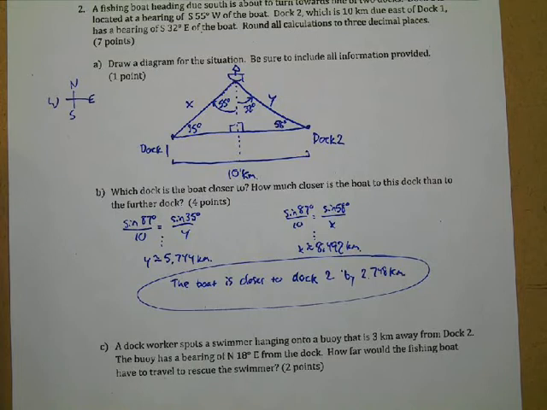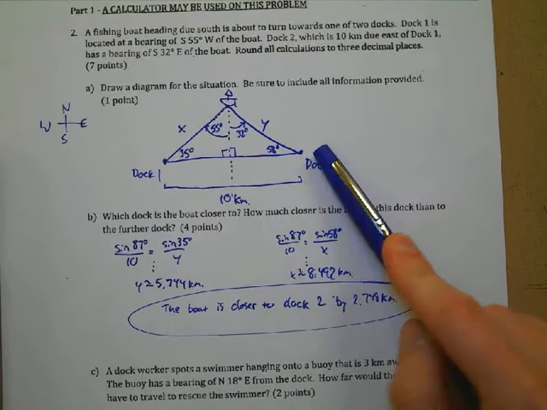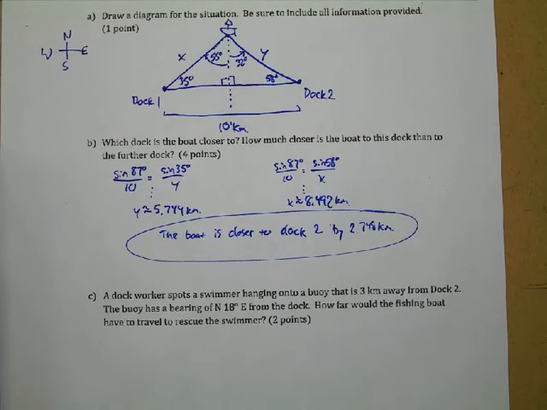So letter C says a dock worker spots a swimmer hanging onto a buoy that is 3 kilometers away from dock 2. So we're talking from dock 2, the worker's on dock 2, and it spots the swimmer there. Okay? The buoy has a bearing of north 18 degrees east from the dock. So let me put this in a different color here. So from dock 2, north 18 degrees east. So north, and then 18 degrees east, and we're 3 kilometers away.